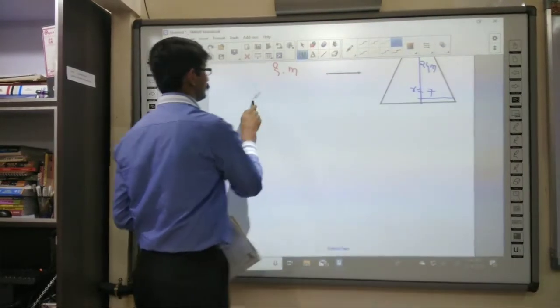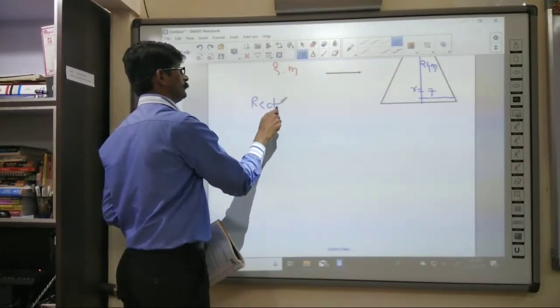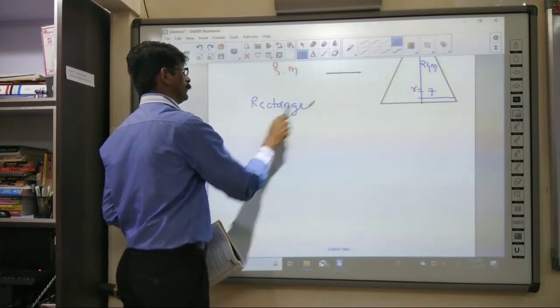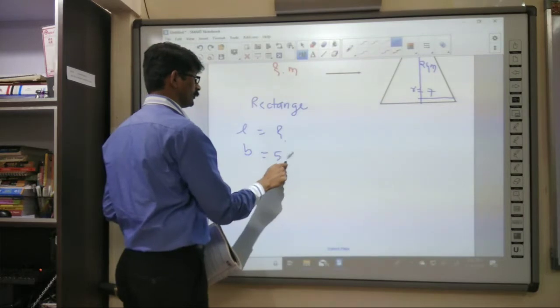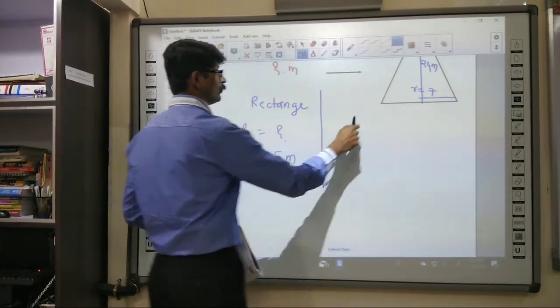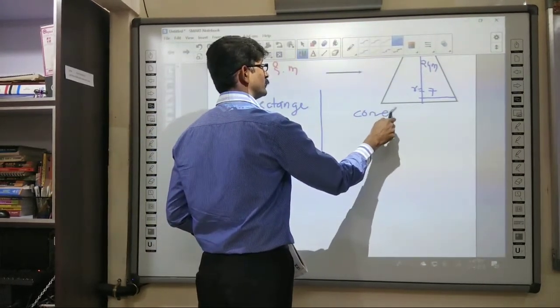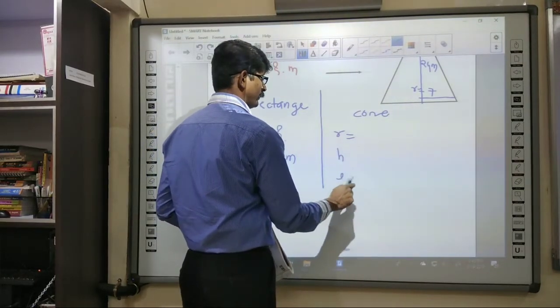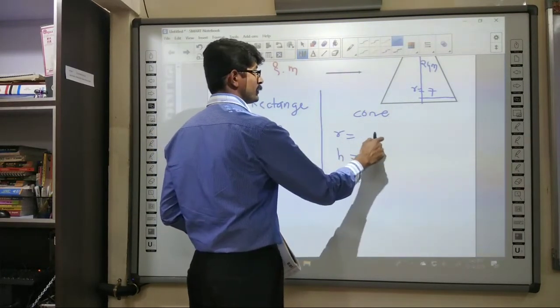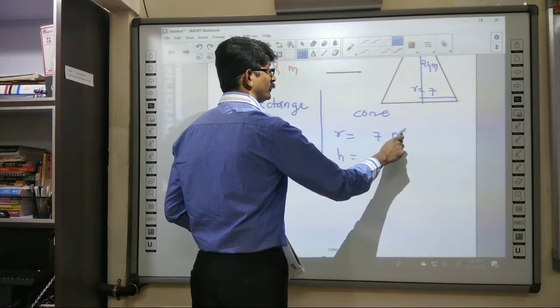Say for the rectangle, length is question mark, breadth is 5 meter, and at the same time over here, because there is a conical tent, we have radius, height, and the lateral height. So radius is 7 meter.